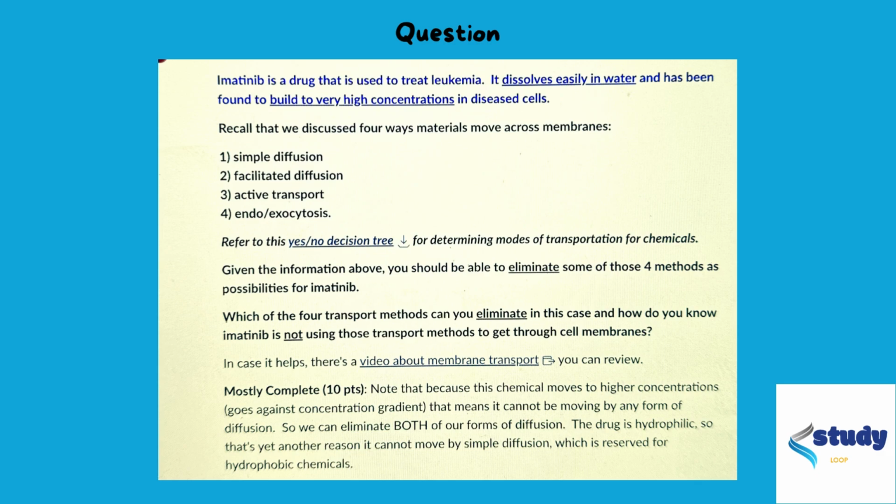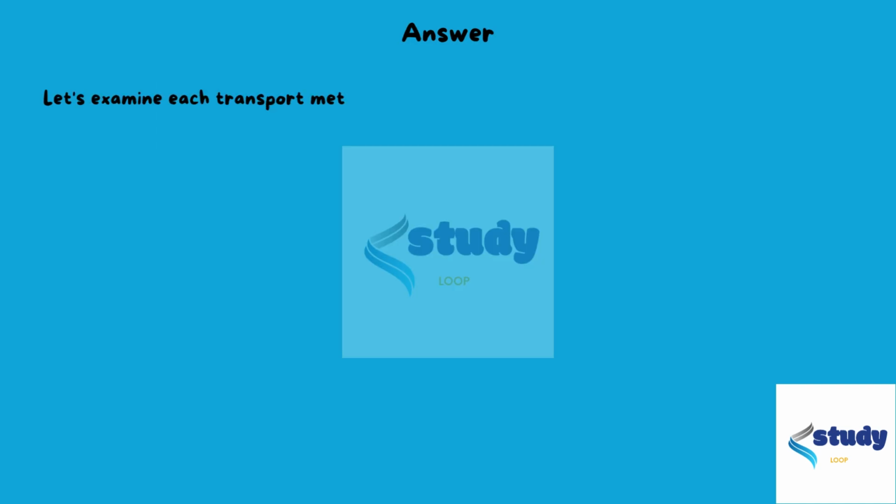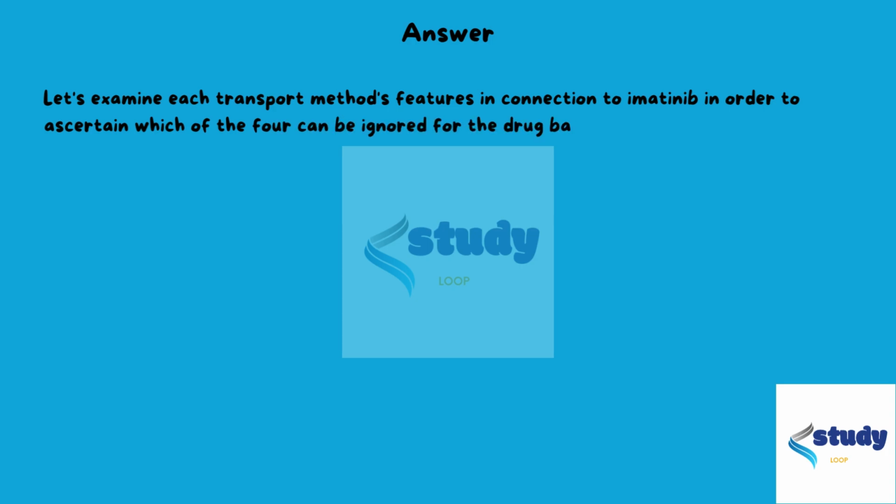The drug is hydrophilic, so that's yet another reason it cannot move by simple diffusion, which is reserved for hydrophobic chemicals. Let's examine each transport method's features in connection to imatinib in order to ascertain which of the 4 can be ignored for the drug based on the facts supplied.